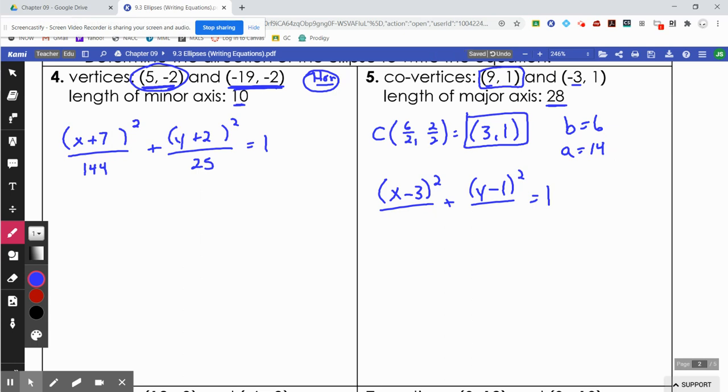So the next step is, is this going to be horizontal or vertical? Okay, co-vertices, 9, 1 and negative 3, 1. Those are going to be like over here and up here. That's your co-vertices. Your co-vertices are horizontal. That means your vertices are going to be vertical. This is going to be a vertical ellipse. So the larger number goes under the y stuff. So your a value squared, 196, goes under y. Your b value squared, 36, goes under the x. So there is your equation.